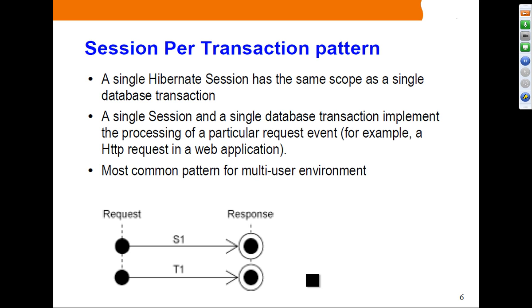Session per transaction pattern. In this case, a single session has the same scope as a single database transaction. Within that transaction, you can in fact perform multiple database operations, for example saving multiple objects and a bunch of other database operations. This is the most common pattern for multi-user environments. If you see the picture here, the session matches the transaction.